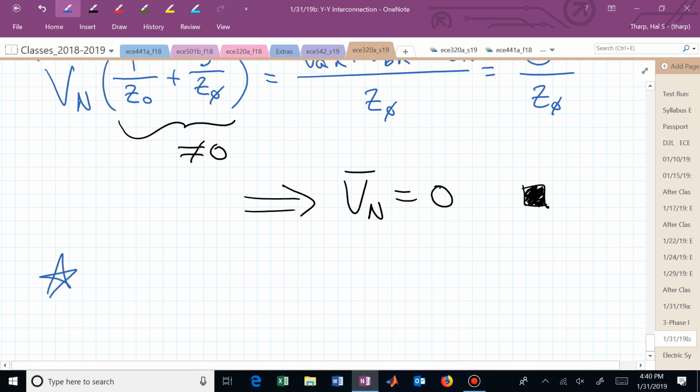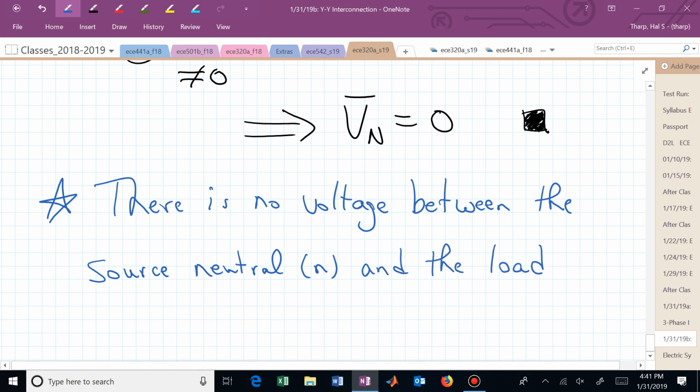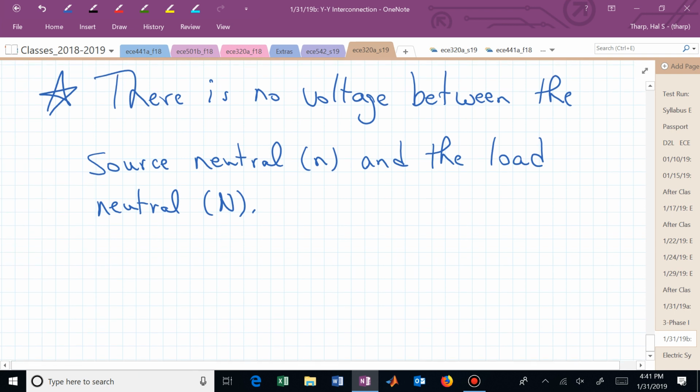So now, what does that say? That says that there is no voltage between the source neutral, which was little n, and the load neutral, which was big N. So if there's no voltage dropped across that neutral conductor, how much current is flowing?